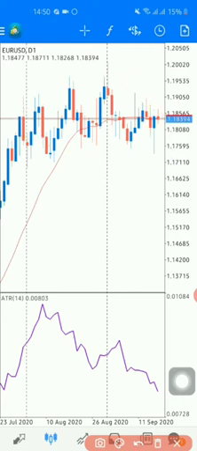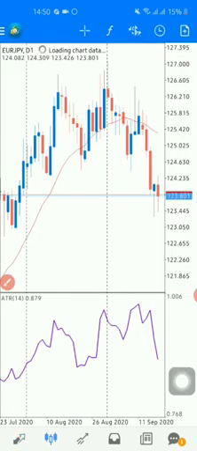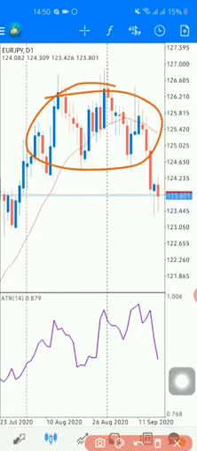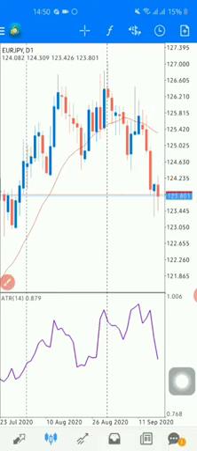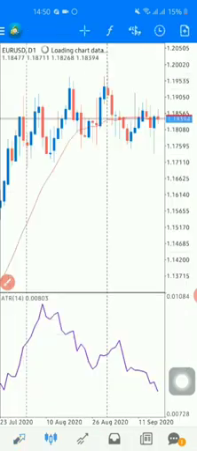Okay, look at the Euro JPY. It has been ranging and then it ended with a bearish candle. The previous day was bullish, the previous day was a blue. The last day was a bearish candle, which is red. When you look at Euro USD, the previous day was a blue, the last day was a red.